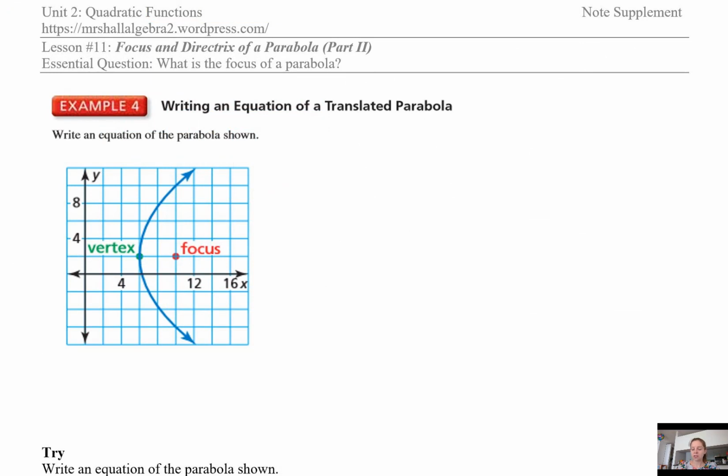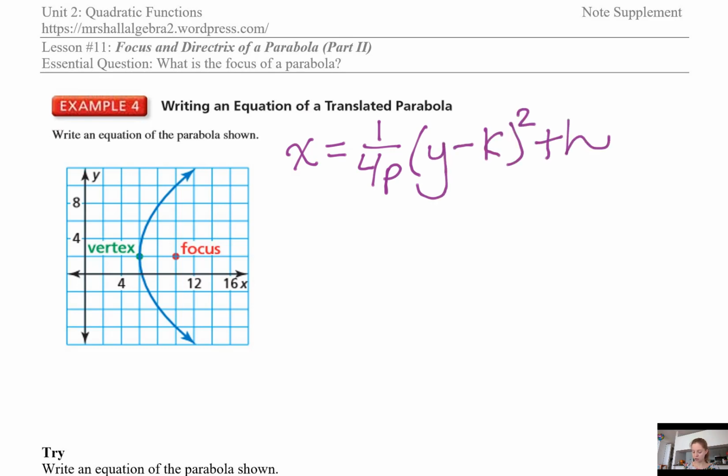Example 4, writing an equation of a translated parabola. Write an equation of the parabola shown. This is a sideways parabola. So the formula is x equals 1 over 4p times (y minus k) squared plus h. You can find the p value. It's the distance between the vertex and focus. And the scale is 2, so we have a p value of 4. If I went 4 in the opposite direction of the vertex, I would get the directrix. Again, this is a bonus. x equals 2 is the directrix.